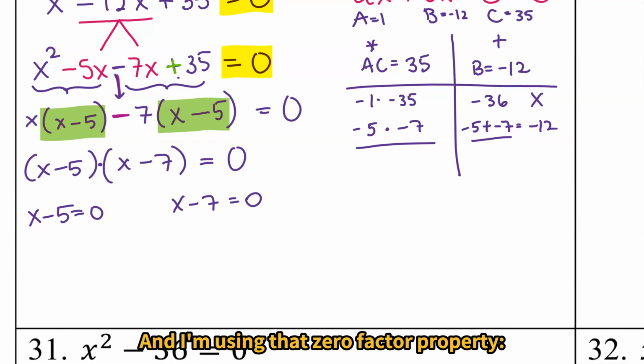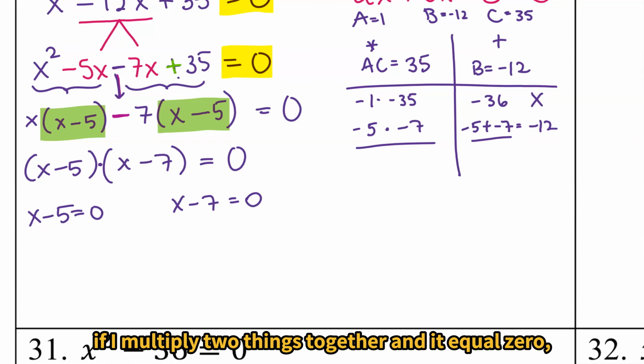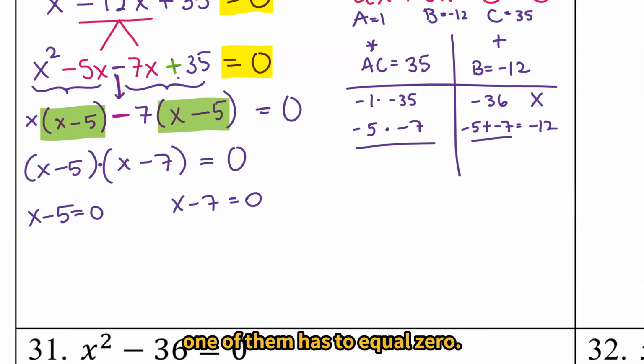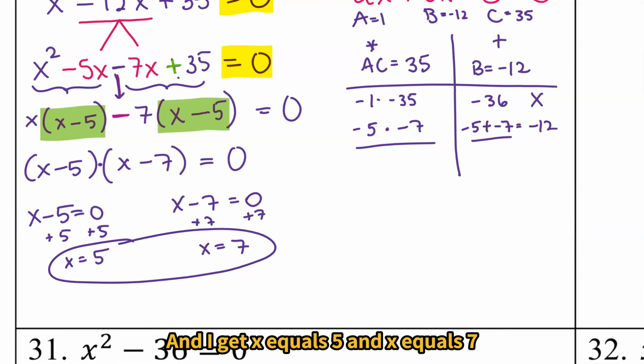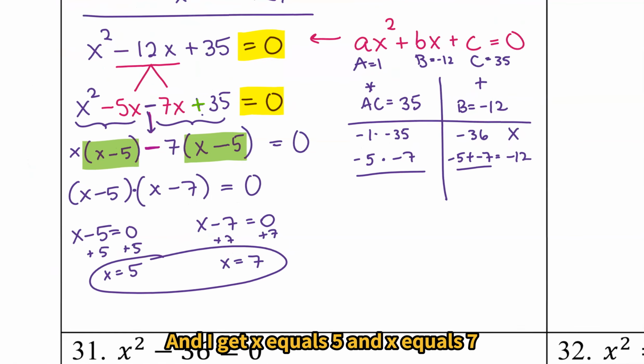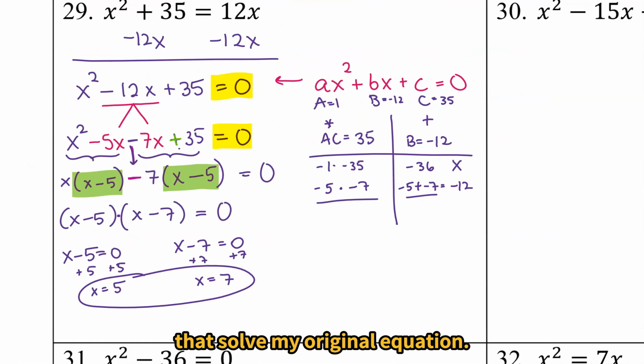And I'm using that zero factor property. If I multiply two things together and it equals 0, one of them has to equal 0. And then we can solve for x. These are nice linear equations. And I get x equals 5 and x equals 7 that solve my original equation.